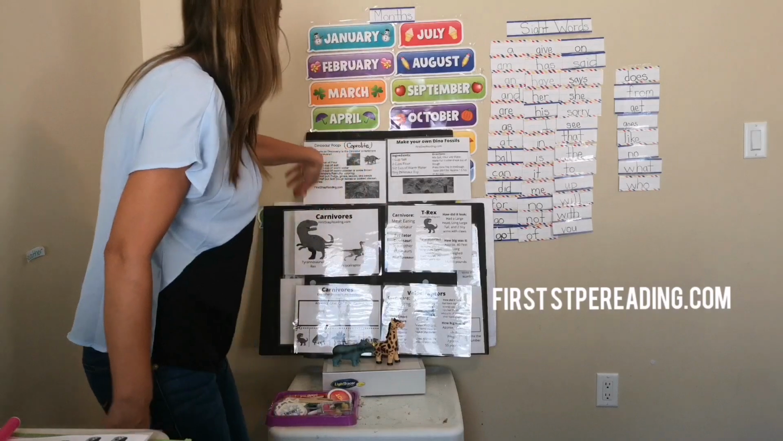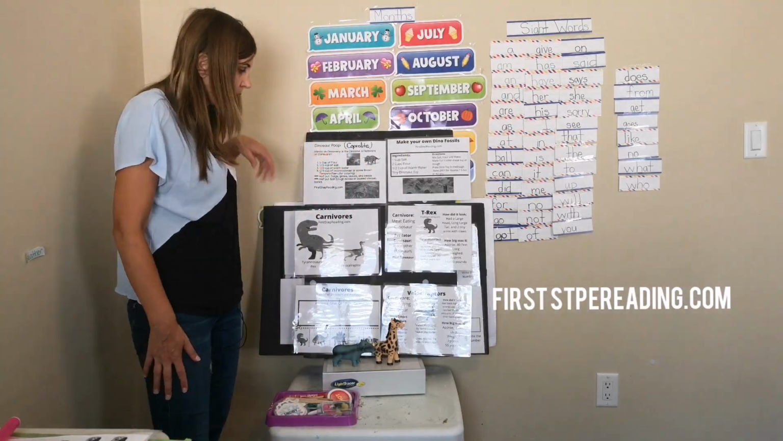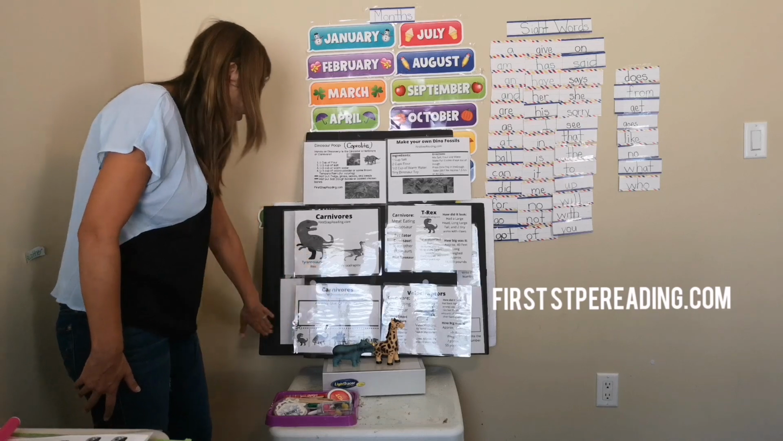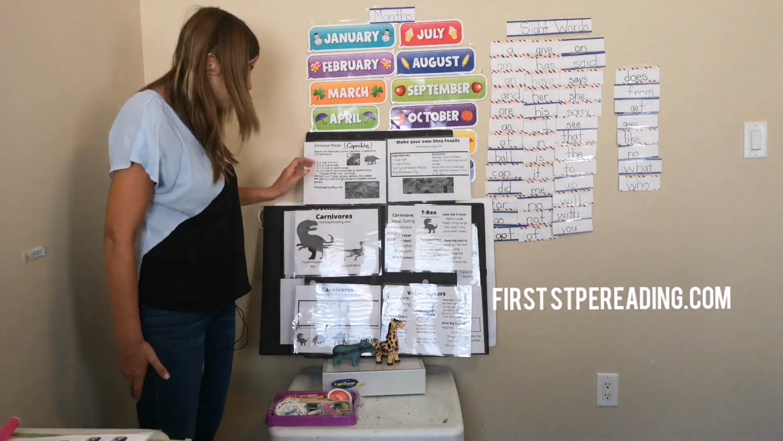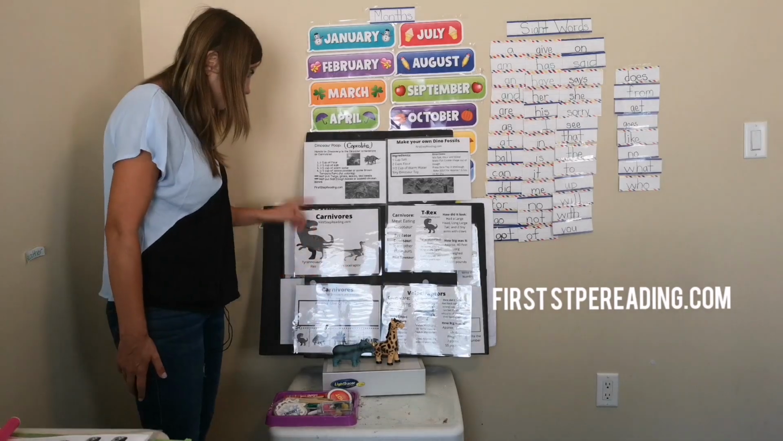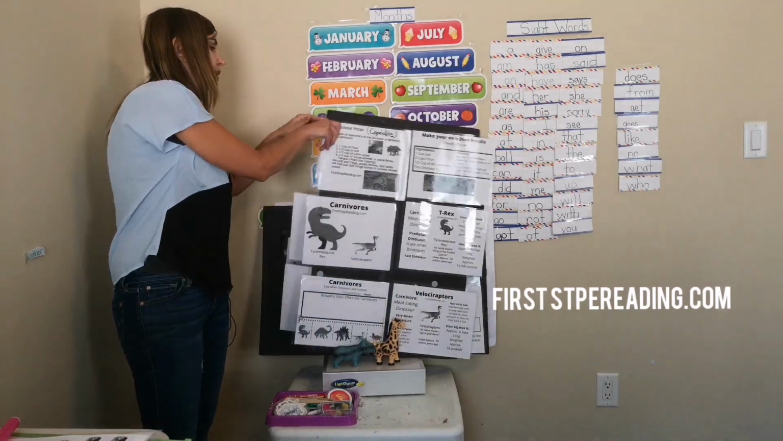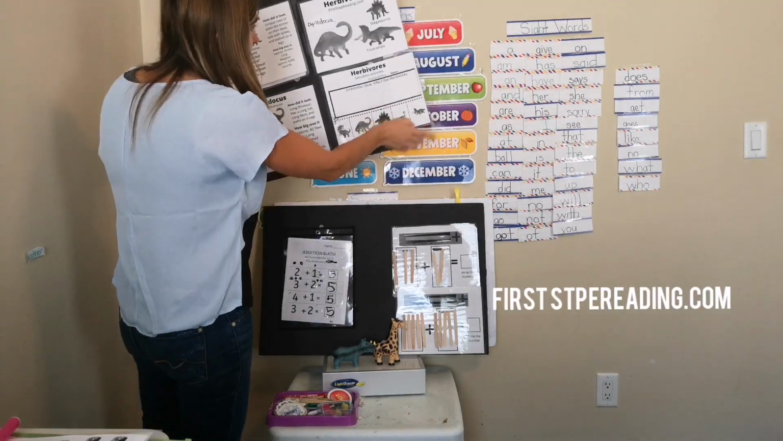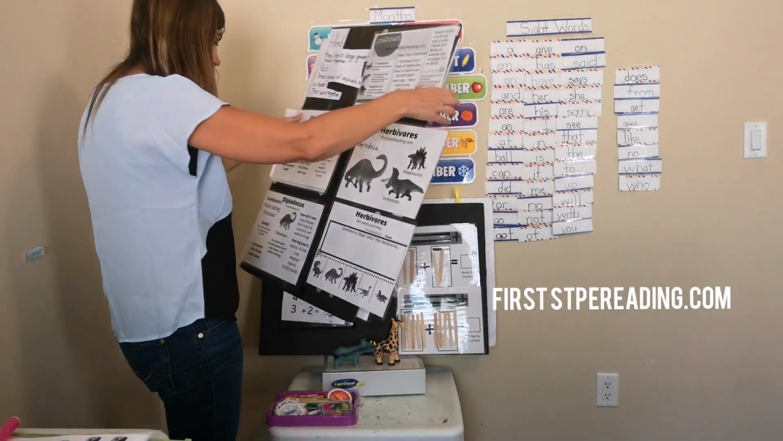All the instructions are online, and then there's also worksheets. Carnivores, you cut out your dinosaurs, and on the carnivore page you only glue the carnivores, the meat eaters, and on the herbivore worksheet you cut them out and you only glue on the herbivores.